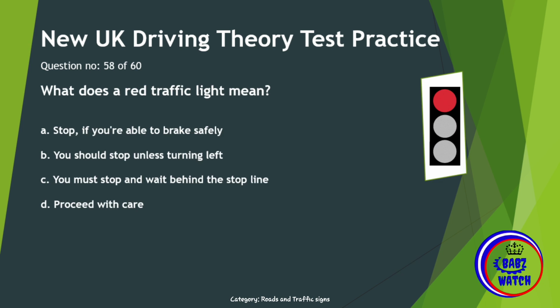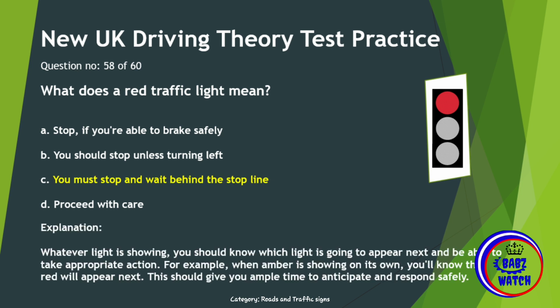Question 58 of 60. What does a red traffic light mean? A. Stop if you're able to brake safely. B. You should stop unless turning left. C. You must stop and wait behind the stop line. D. Proceed with care. The correct answer is C. You must stop and wait behind the stop line. Explanation: whatever light is showing, you should know which light is going to appear next and be able to take appropriate action. For example, when amber is showing on its own, you'll know that red will appear next. This should give you ample time to anticipate and respond safely.